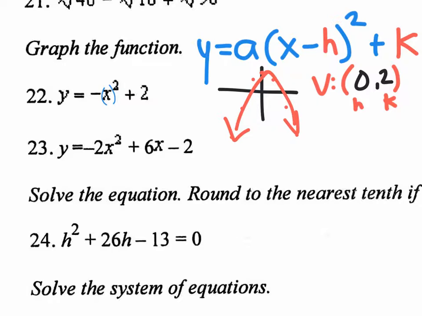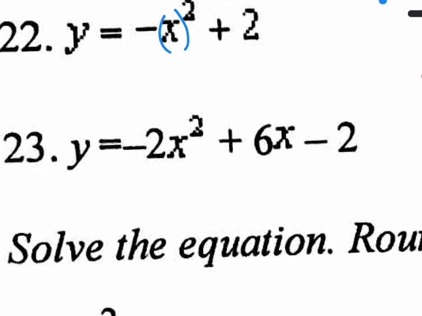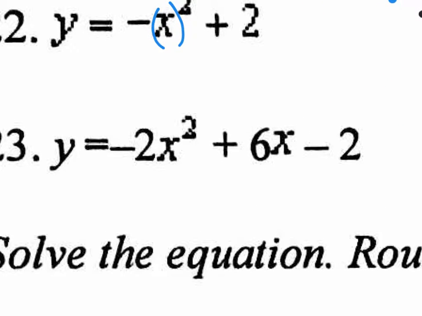Number 23, this one's not in vertex form, right? It doesn't have parentheses. It actually has two x's, 1 x squared and 1 x. That's what we call standard form. If you forgot what standard form is, it's simply ax squared plus bx plus c, where your a value is -2 in this case, your b value is 6 in this case, and your c value is -2 in this case. So right here you'd want to find the vertex.